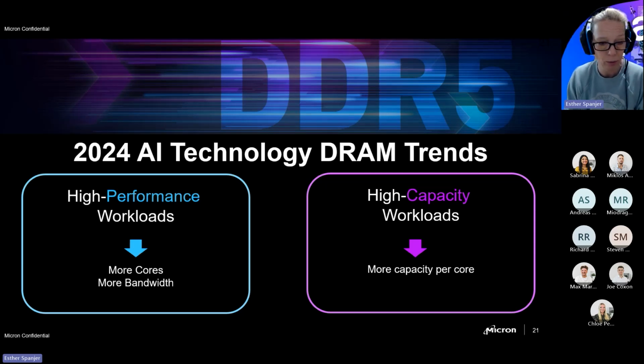Obviously, when you're implementing AI in your server, you are going to run a very high performance workload, and also probably you have a lot of DRAM that is required. And so what are the implementations or the configurations that you need from a DRAM perspective?